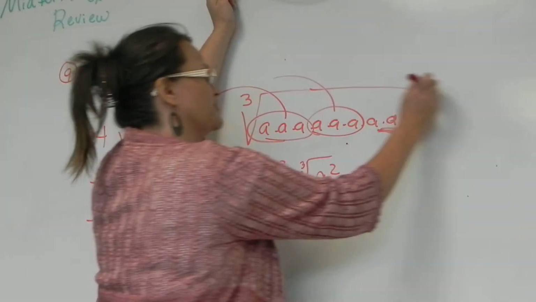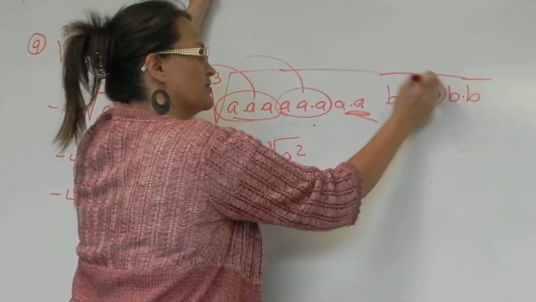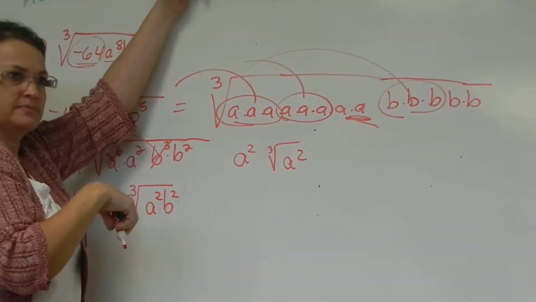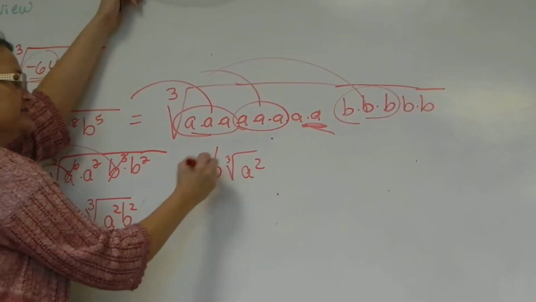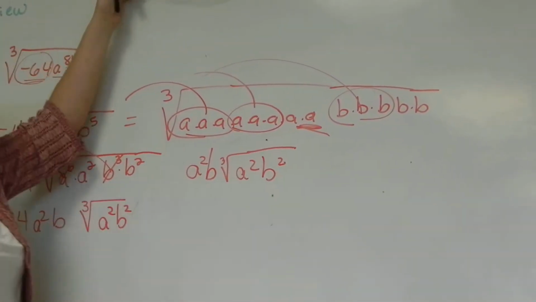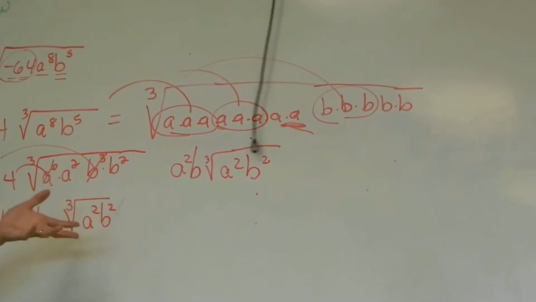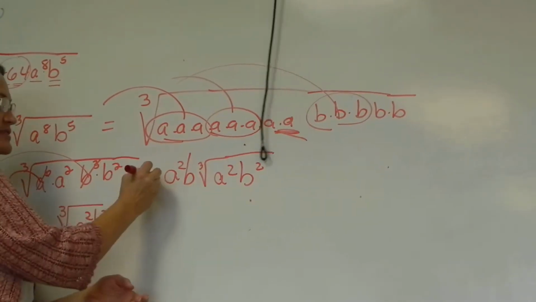Same thing with the B to the 5th. You could have written it out longhand, so that means 5 B's. Because you're doing a cube root, it takes 3 of those to bring out 1. So we're able to bring out 1 B, and it left B squared in. And then the negative 4 just came out of that because the cube root of negative 64 was perfect from the get-go. Negative 4 times negative 4 times negative 4 is negative 64.